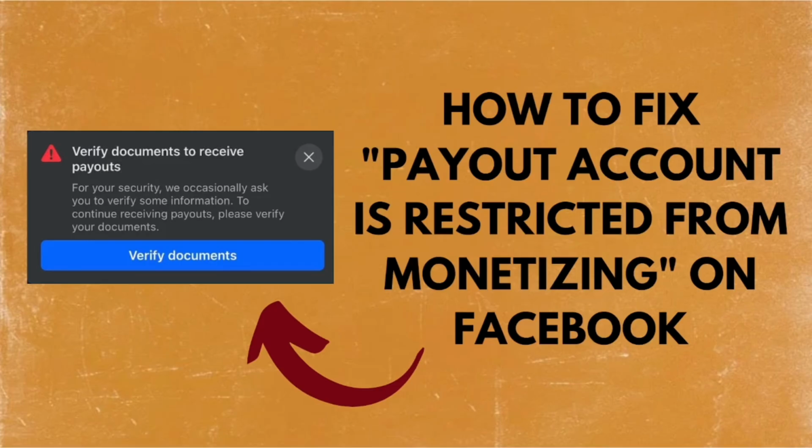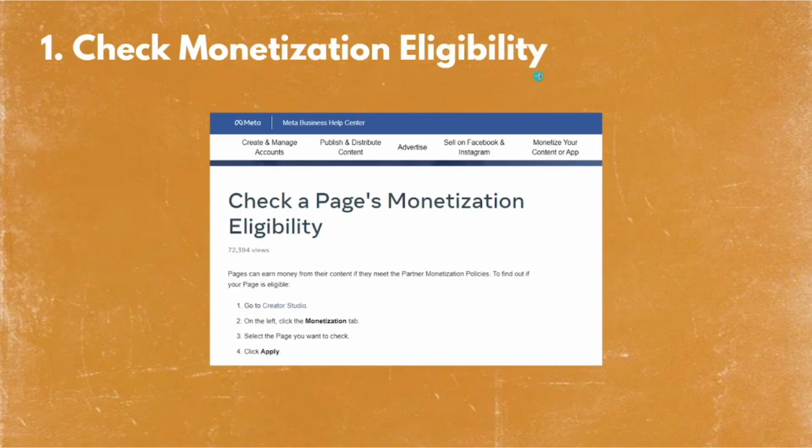Everyone, in this video I'm going to show you how to fix "Payout account is restricted from monetizing" on Facebook in 5 simple steps. So step number 1 is to check monetization eligibility. Open Creator Studio or your professional dashboard, and then you just have to go to the Monetization Tools section to see why your account is restricted.